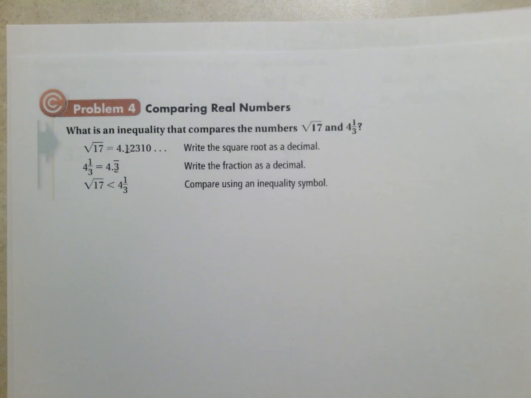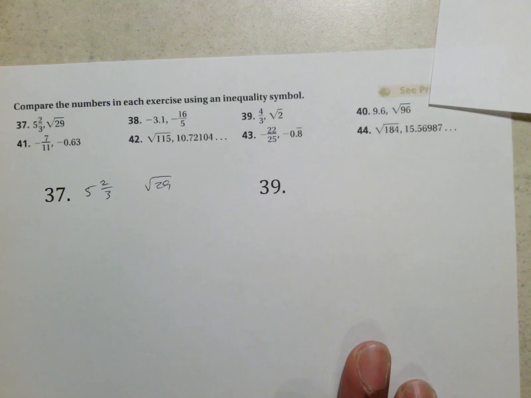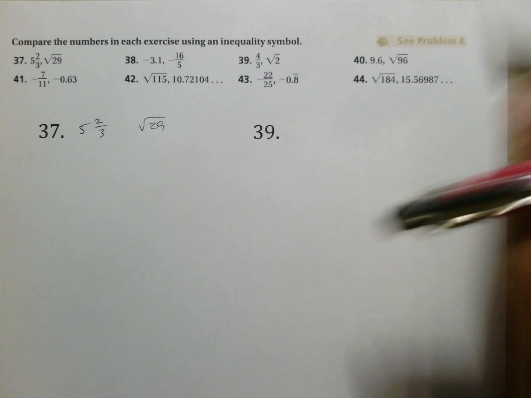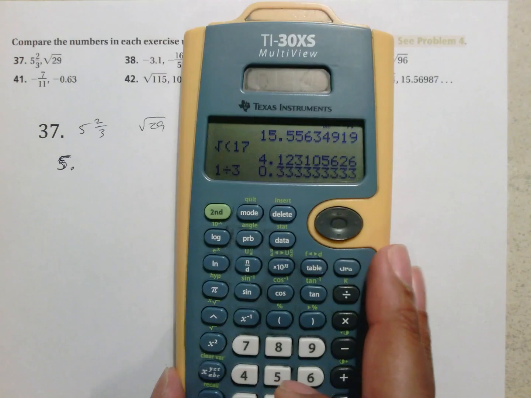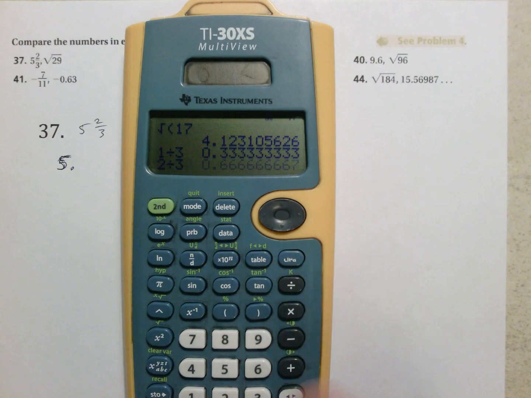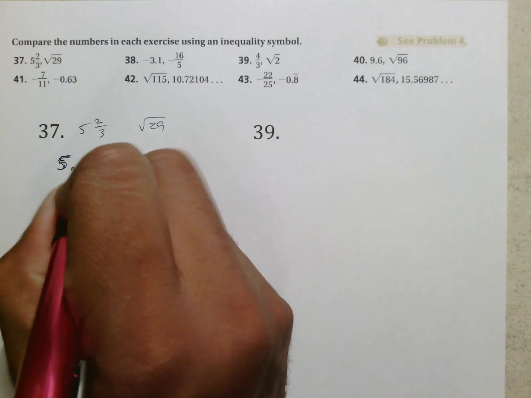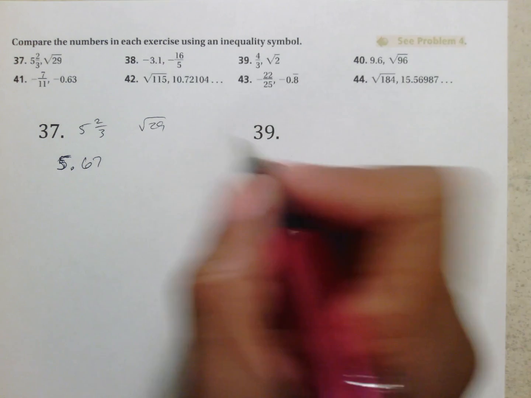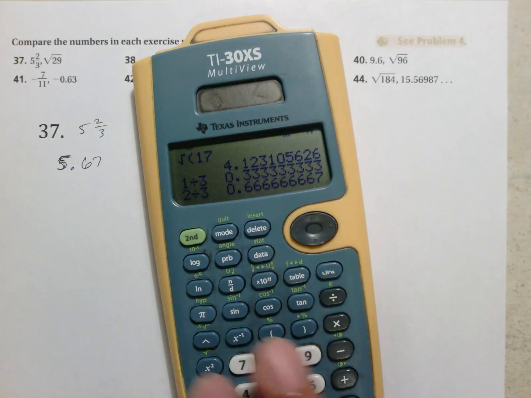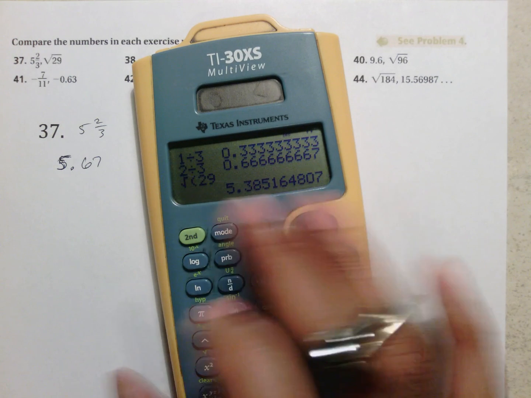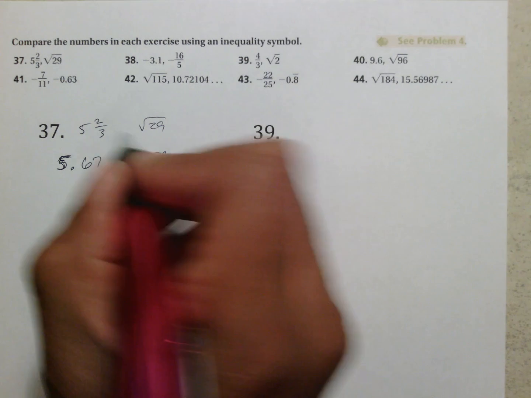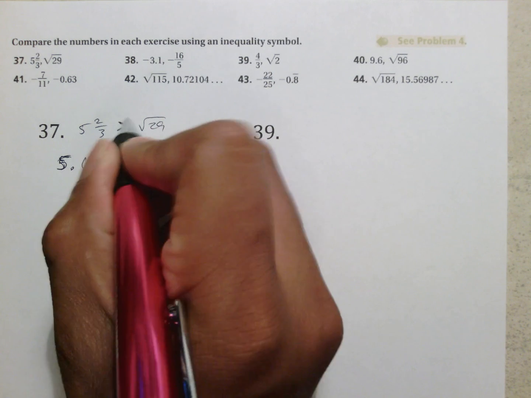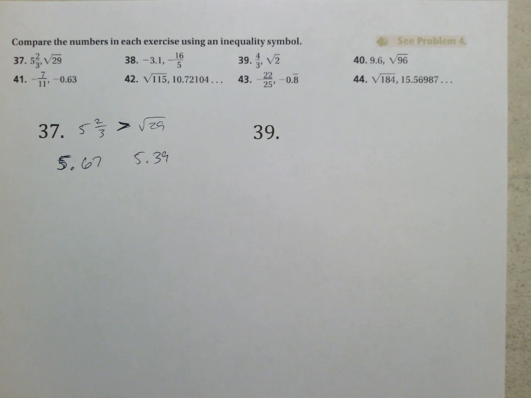Going back to this, we have 5 2/3 compared to the square root of 29. I know it's going to be 5 point something because 5 is the whole number. I just need to figure out what 2/3 is as a decimal, so I do 2 divided by 3, which is 0.6666. So 5.67 would be about what that is. Then we turn the square root of 29 into a decimal, so second x squared 29, and we get 5.39, which means, since this is bigger, the symbol we would use is that 5 2/3 is greater than the square root of 29, because 5.6 is bigger than 5.3.